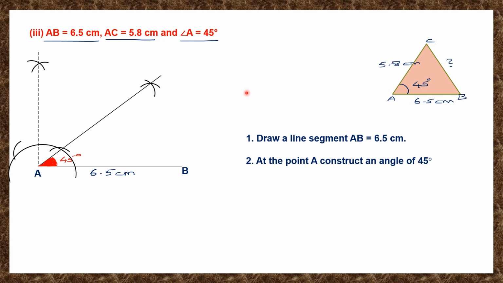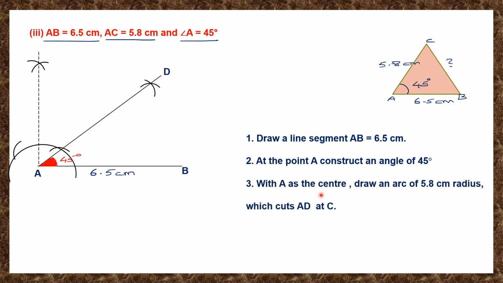Okay. Now what else is given to us in this rough figure? We finished this, we finished this. Now we have 5.8 centimeters and that is on this side AC. So what is the next step? With A as a center, draw an arc of 5.8 centimeters. So keep your compass here, take 5.8 centimeters and draw an arc on this line. Can you see an arc? This arc has cut the line AD. Now this point where it cuts, let's name it C because that's what it's given in the rough figure.